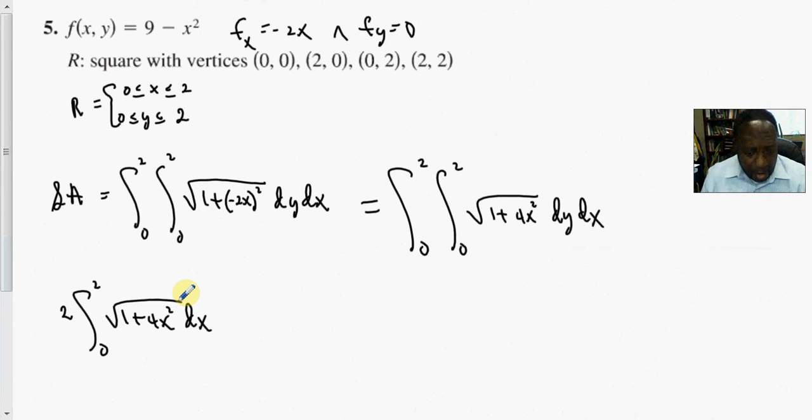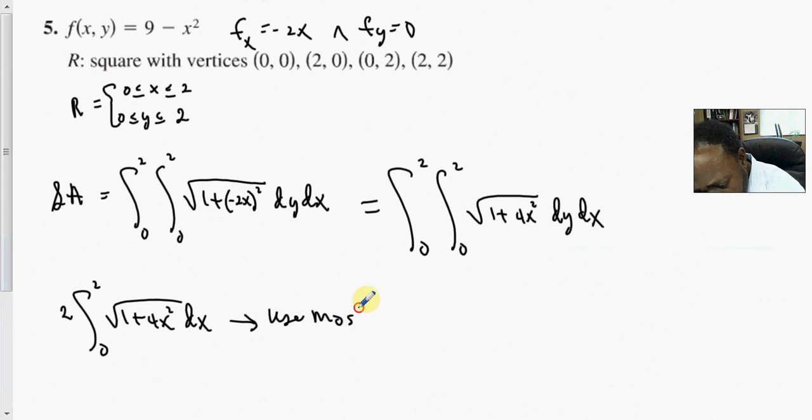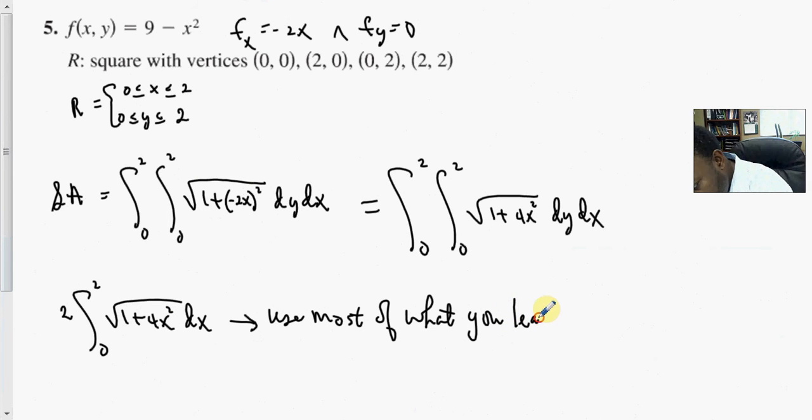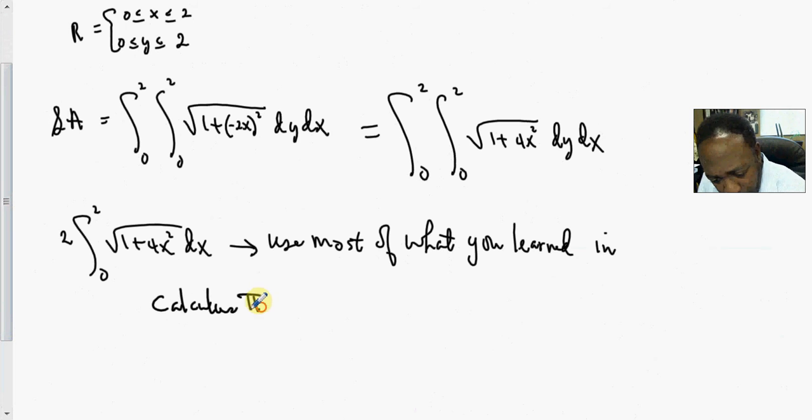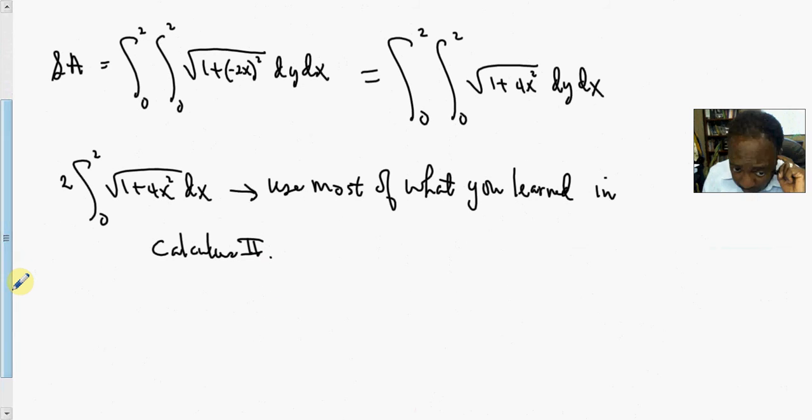Now, this problem here uses pretty much most everything you've learned from Calculus 2, right?